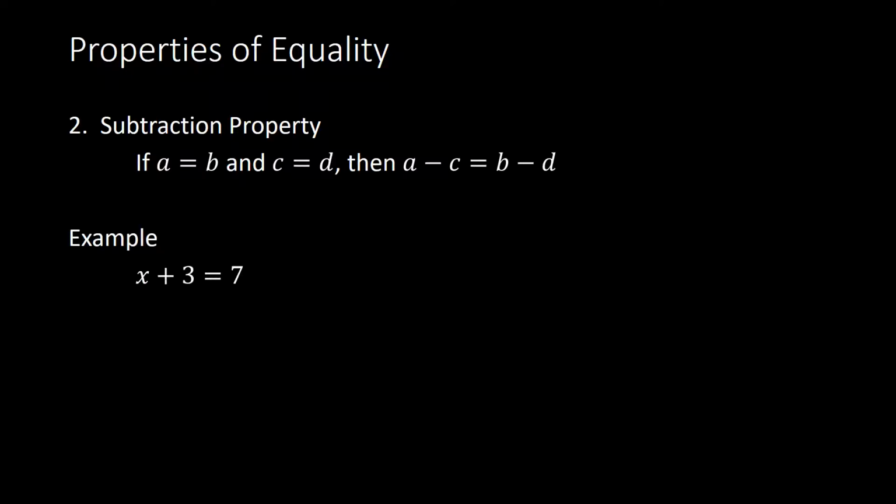Likewise, we have the subtraction property, and this math notation is kind of confusing, so let's look at an actual example. If we have x plus 3 equals 7, we can solve this by subtracting 3 from both sides. When you subtract 3 from both sides, we have x equals 4, not 10. And the reason we can do that is because of that subtraction property that says we can subtract the same thing from both sides without changing the equation.